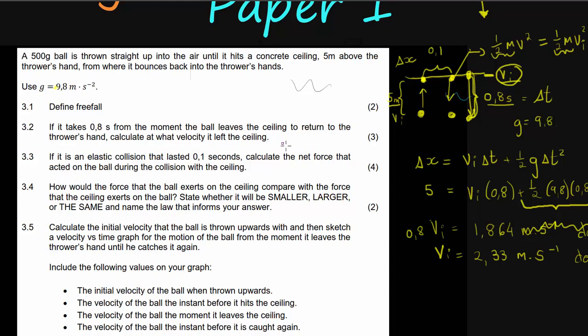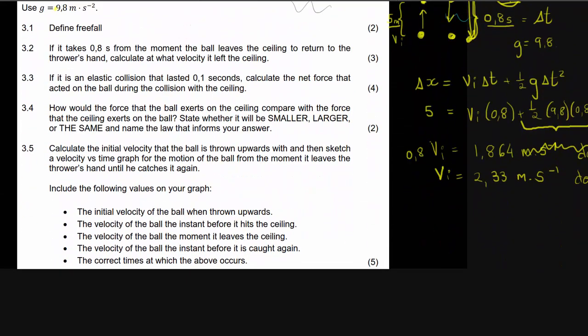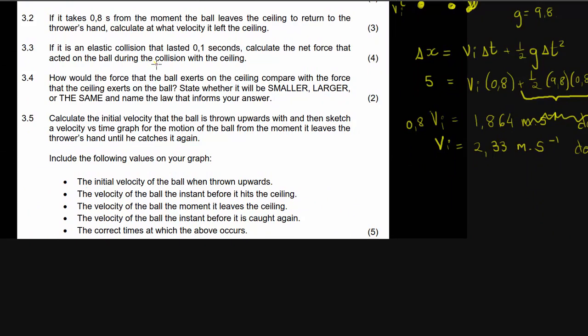So then it says calculate the net force that acted on the ball during the collision with the ceiling. Okay, so which formula can account for that? Well, here we're working with a collision. The moment that we involve collisions in calculations, we should know that we're actually working with momentum. So that's the formula that's going to be used here. What we're calculating is the net force that acted on the ball. So the net force is equal to the change in momentum over a change in time.